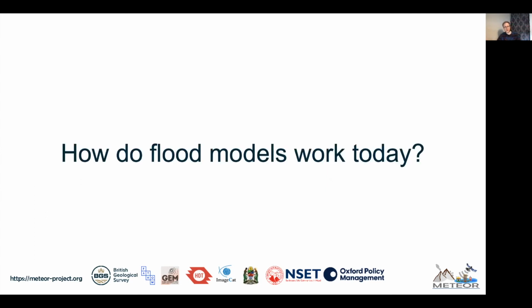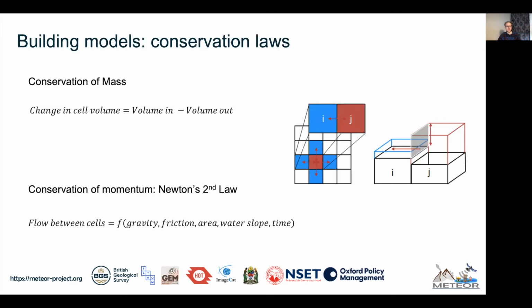So with that background, how do flood models work today? Well, I'm going to talk about the most common form of dynamic flood model that's used today, which is a grid-based two-dimensional model. And these kinds of models do two things. They conserve mass and they conserve momentum. And they simulate the flow of water from one point to another in a fixed period of time.